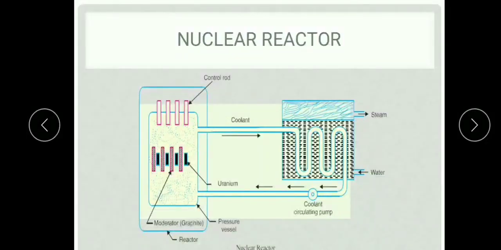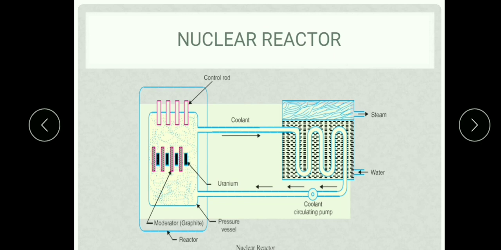Good morning, students. In the last lecture we discussed the layout of the nuclear power station. Now, in this lecture, we will discuss the nuclear reactor and its principle of operation. So, what is the principle of operation of a nuclear reactor?